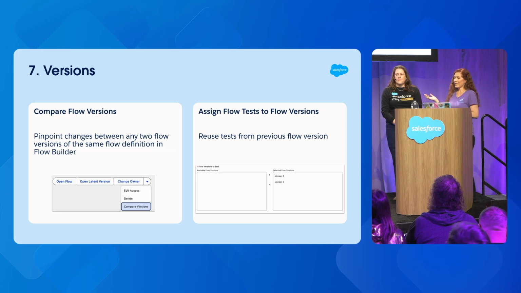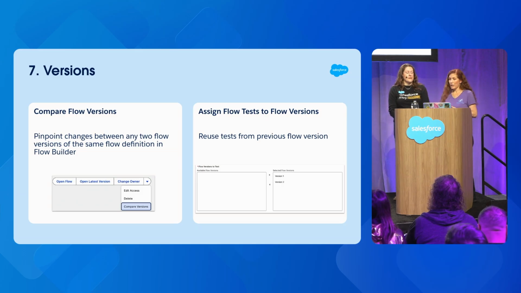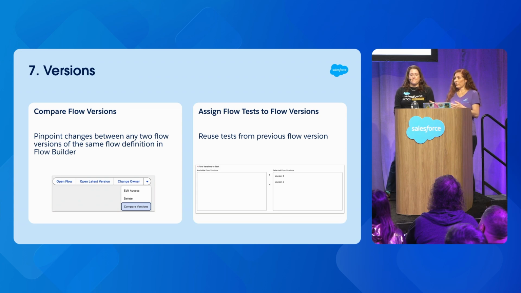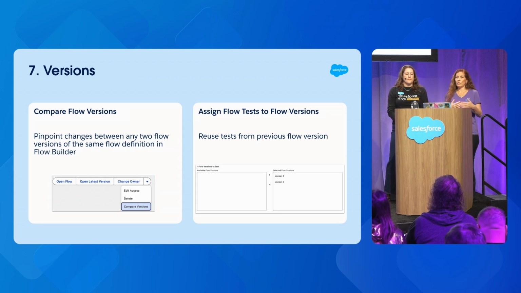And then on top of that, testing has actually improved significantly, as we've been talking about. You can now reuse and associate tests across multiple flow versions. So instead of rebuilding it every time, you can just reassociate it to the next version.